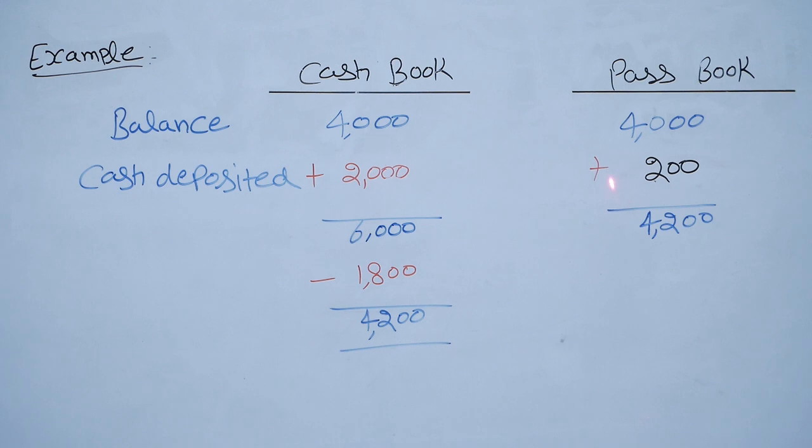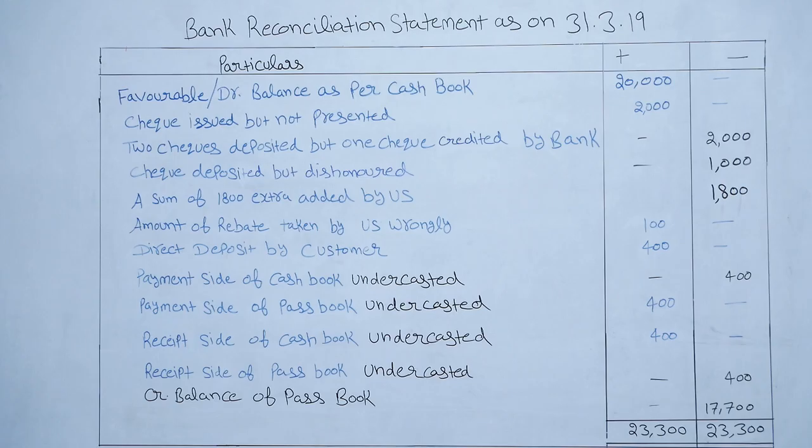It means we have extra added 1,800 rupees. So we will reduce 1,800 from 6,000 to reconcile the balances. A sum extra added by us will come in the minus item. Next item in the question is a bill of 1,000 rupees retired by bank under a rebate of 100 rupees, but full amount was credited in the cash book.